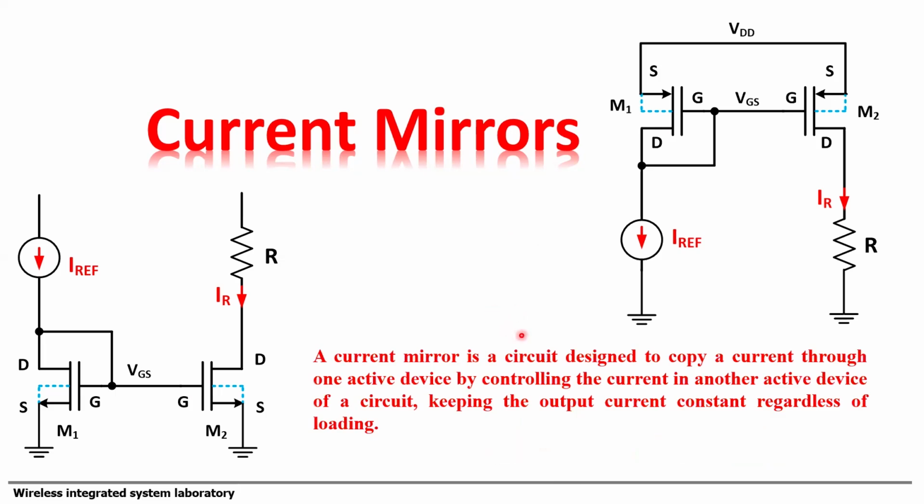The current mirror circuit is designed to control the current through one active device by controlling the current in another active device of a circuit, keeping the output current constant regardless of the loading. This is the very important part: keeping the output current constant regardless of loading means that when we change the load value, it doesn't matter, the reference current controls the current through that load.